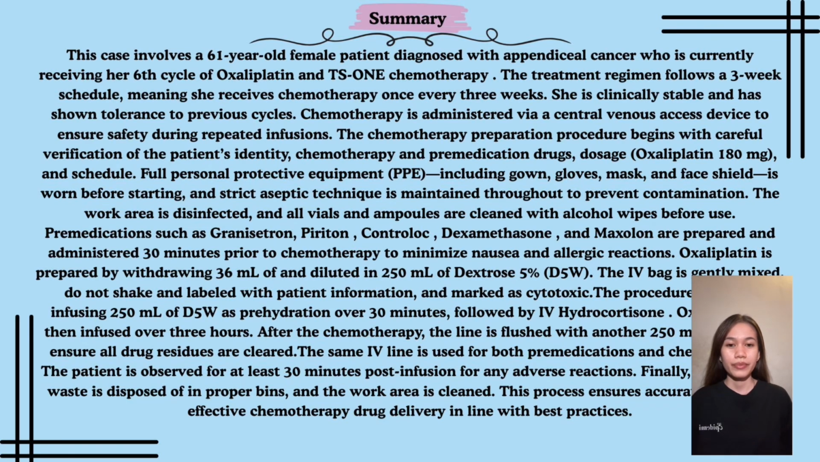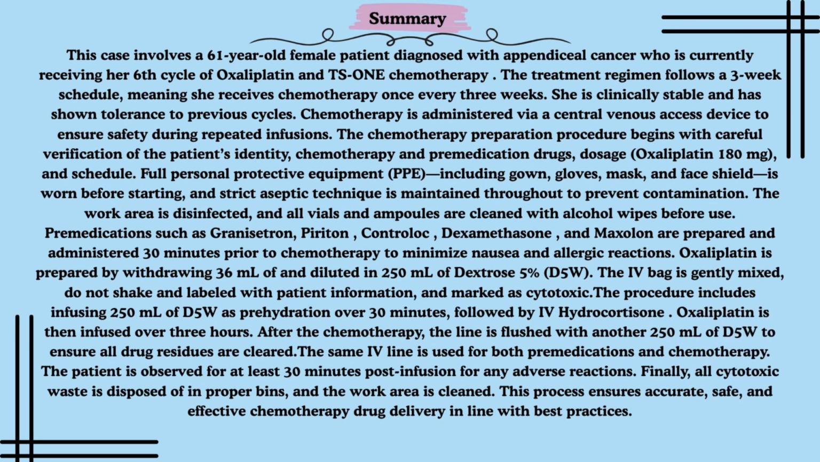Pre-medications such as granisetron, ranitidine, dexamethasone and Mexalon are prepared and administered 30 minutes prior to chemotherapy to minimize nausea and allergic reaction. Oxaliplatin is prepared by withdrawing 36 ml, which is 180 mg of oxaliplatin, and diluting in 250 ml of dextrose 5% (D5W). The IV bag is gently mixed, not shaken, and labeled with patient information and marked as cytotoxic.